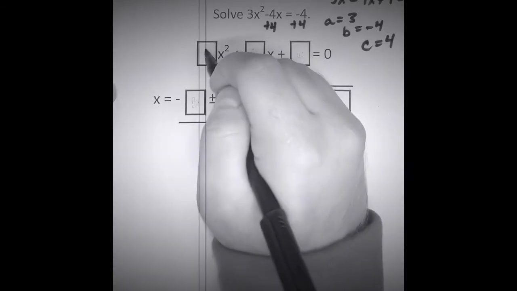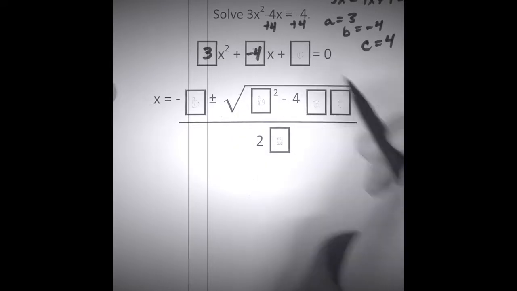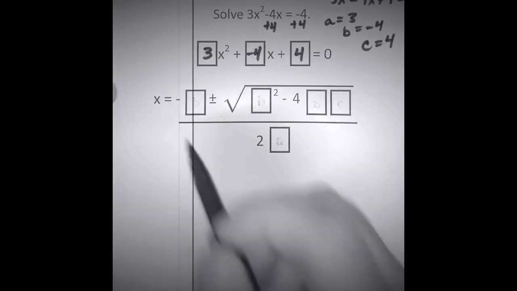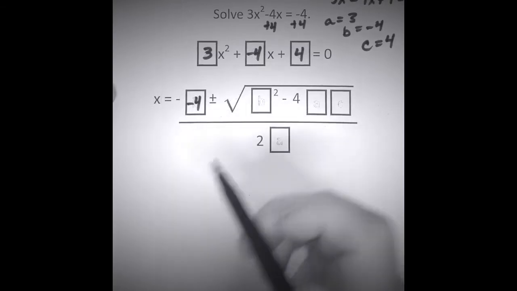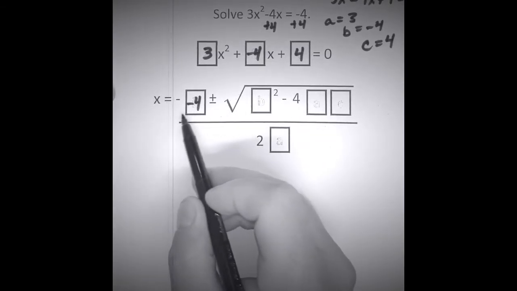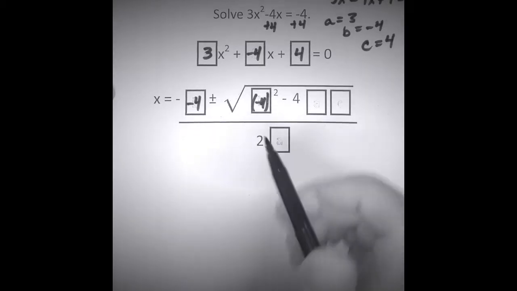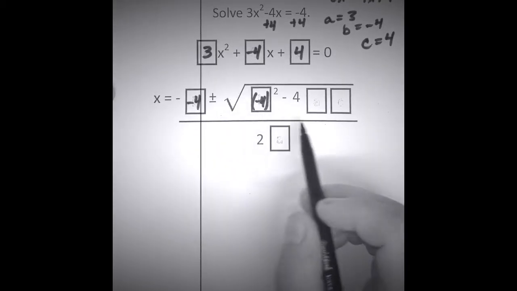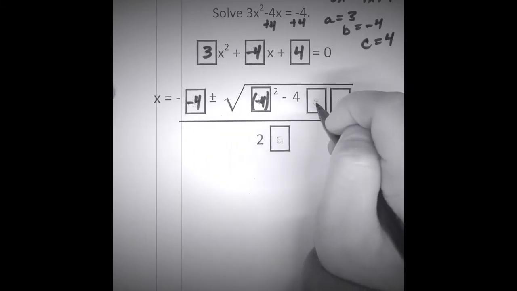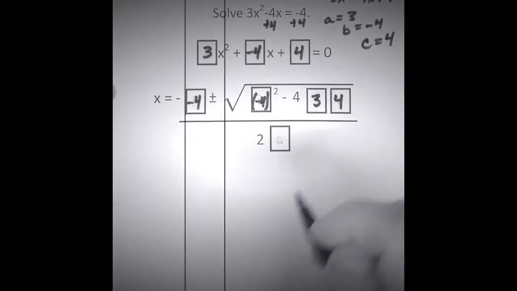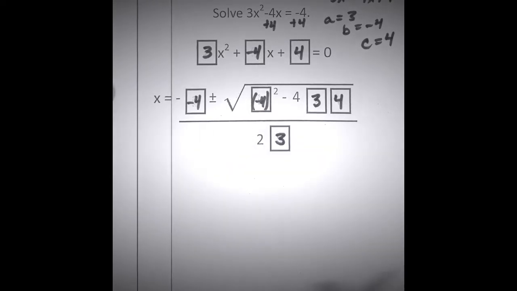So in this case, we get x equals negative b. b is negative 4. Got to be careful of the signs here. This is a double negative. Plus or minus the square root of negative 4 squared. Notice I use parentheses. Minus 4 times a, which is 3, times c, which is positive 4, all over 2 times 3.